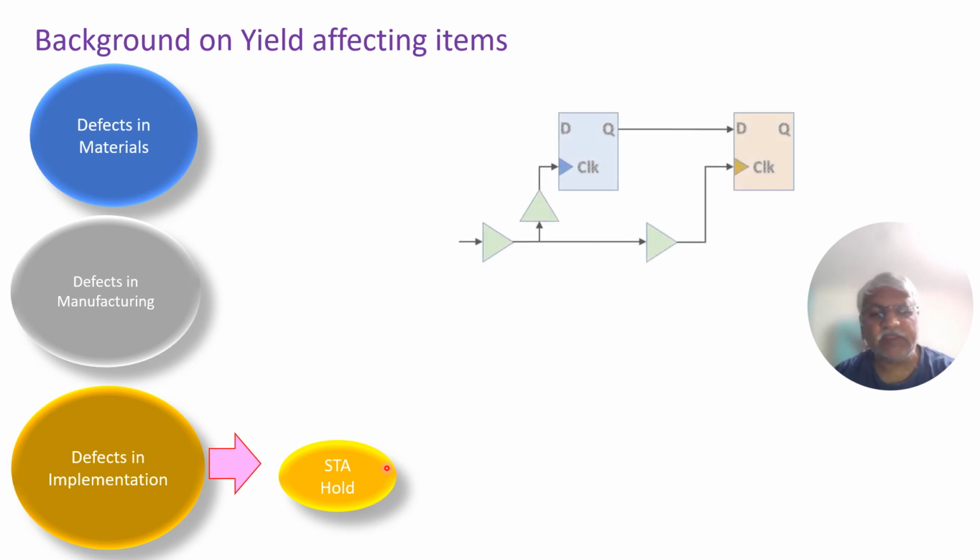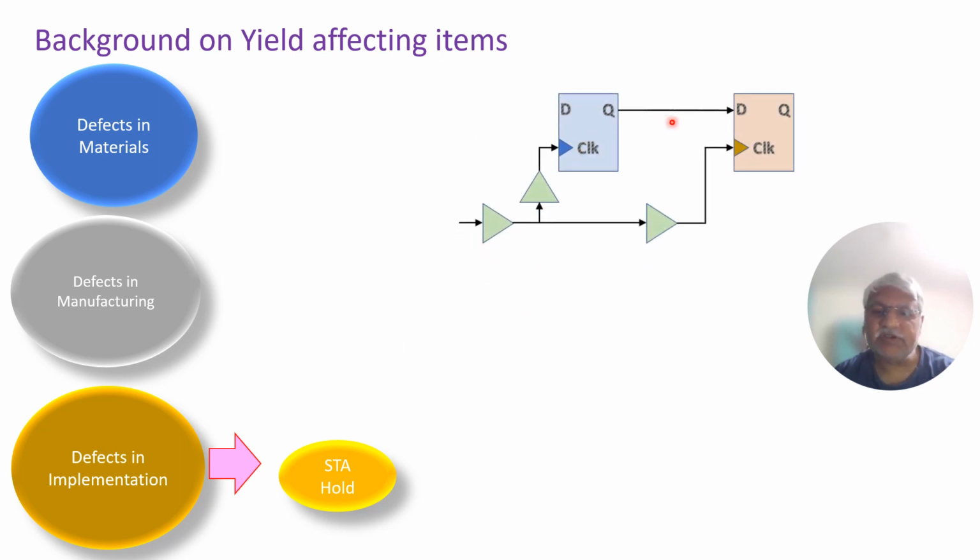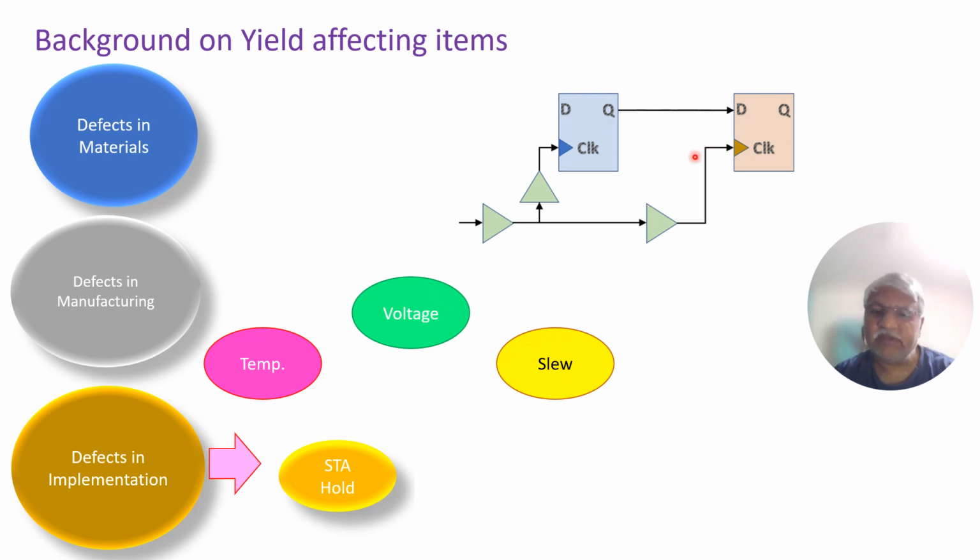As we know, in STA hold, between a register to register timing path there can be so many gates. It depends upon the temperature at which this whole thing is operating, at what voltage it is operating, and the slew. It doesn't mean that only the slew of the capture flop affects it. It also depends upon the slew at these instances. There can be instances here. At these instances also, the slew will affect the overall hold of this timing path.